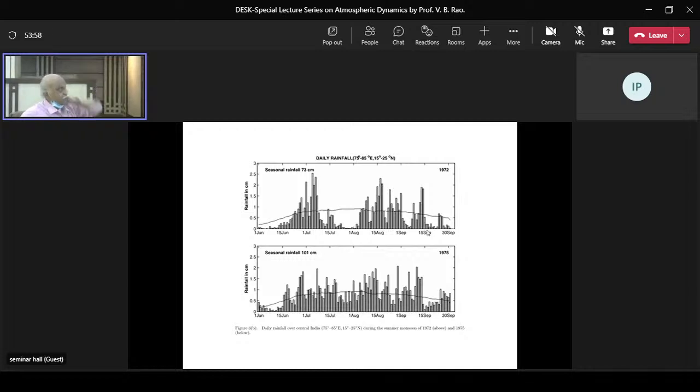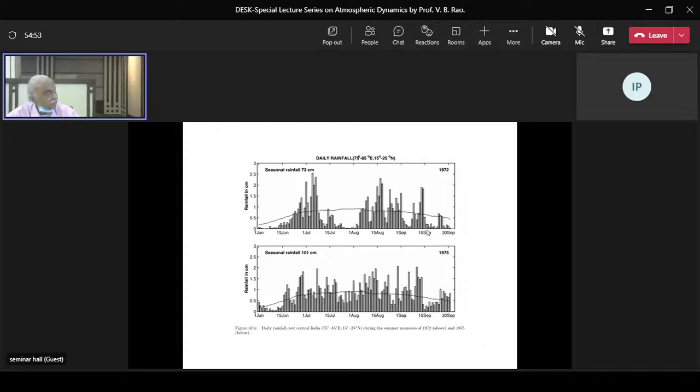Before that, I will give some of you an idea about breaks in the monsoon. Here, wait just a little, please. You see here, in 1972, the seasonal rainfall was about 73 centimeters. What do they call it? LPA, is it not? Maybe some of you already know. Long period average. So, here it is, that's the long period average. The long period average in '72 was 73 centimeters, whereas in '75, it is 101 centimeters.